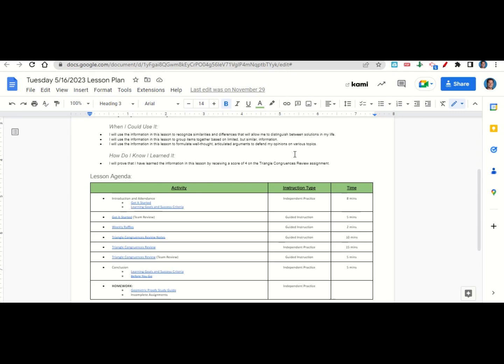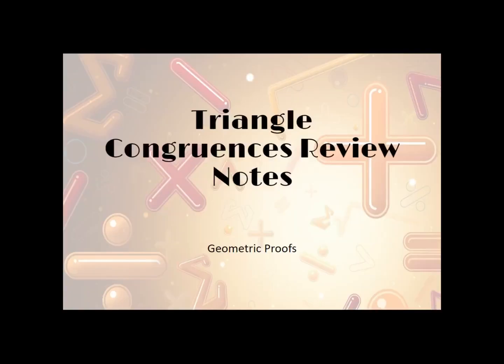At the end of class, we'll go back over our learning goals and success criteria while you fill out your Before You Go. Your only homework for tonight is to continue working on the Geometric Proof Study Guide and any incomplete assignments that you may have. Let's take a look now at the Triangle Congruences review notes.